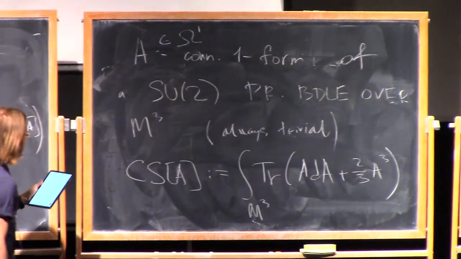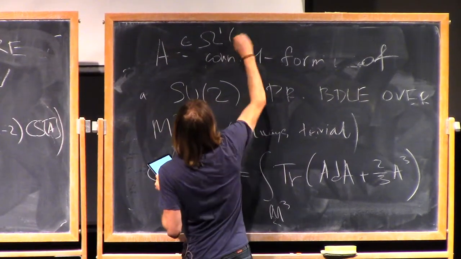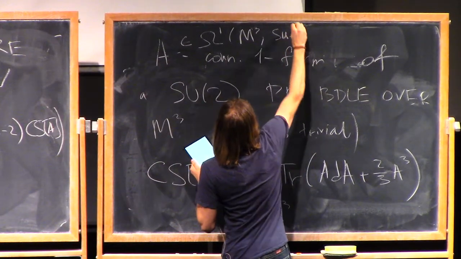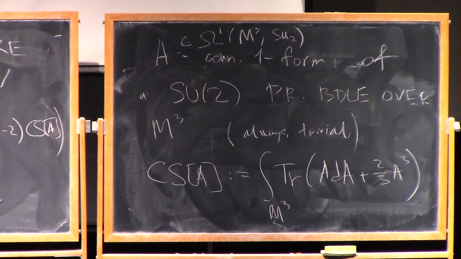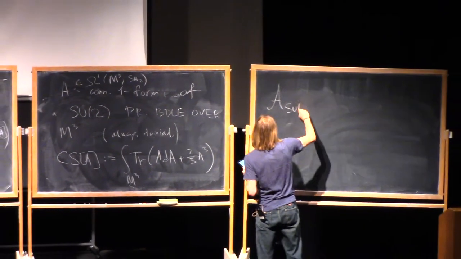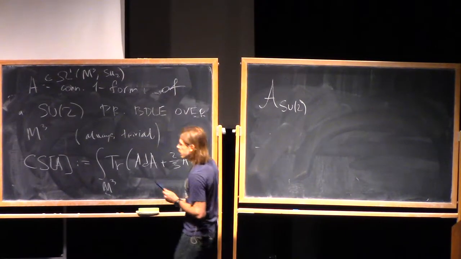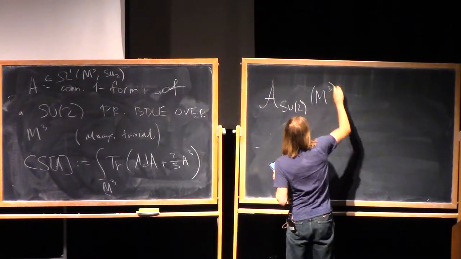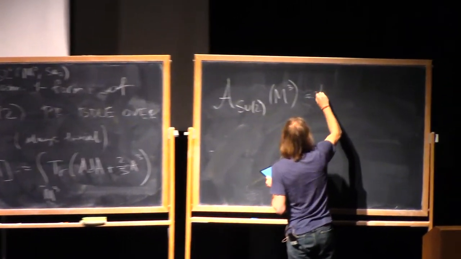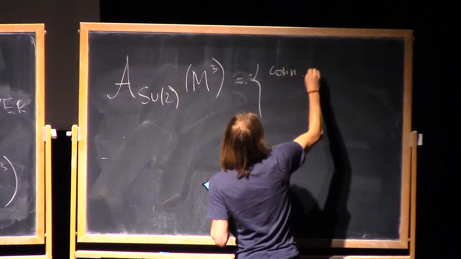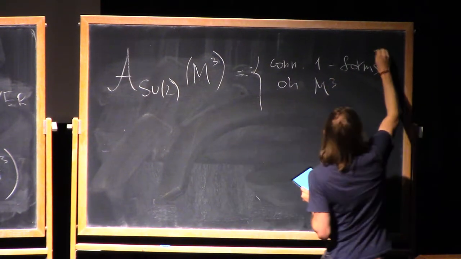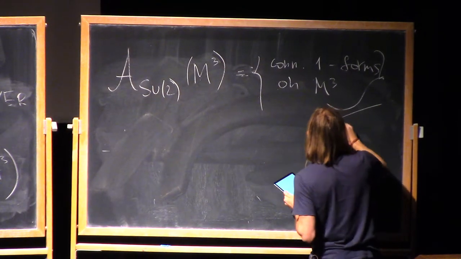Since I can globally trivialize my bundle, I can just understand it as an element of the one-form valued in the SU2 Lie algebra. And the space which I integrate over is the space of all connection one-forms on M3 modulo gauge equivalence.